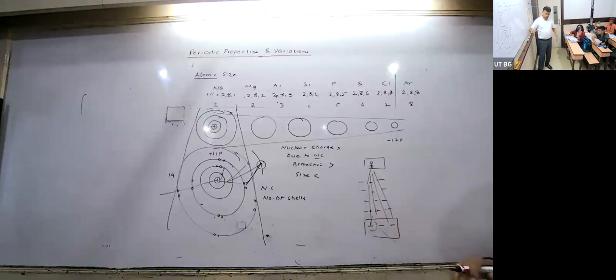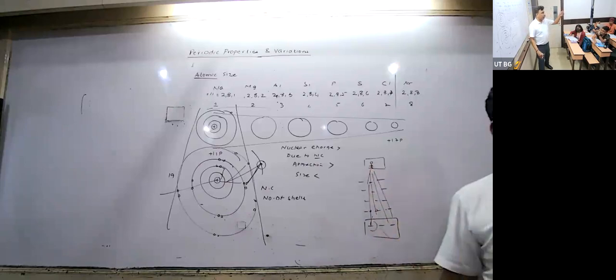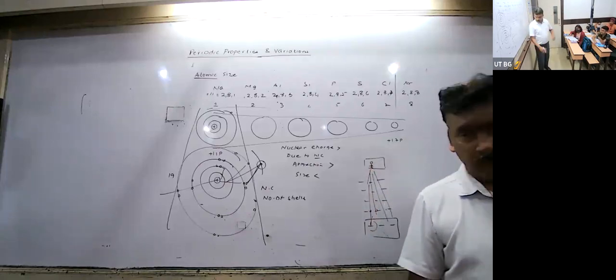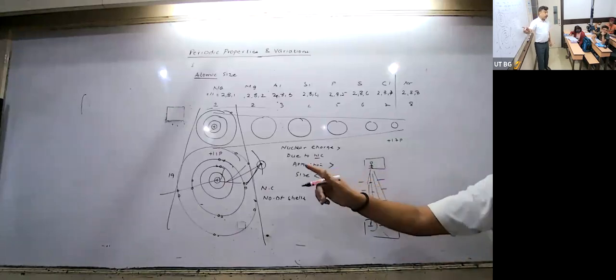Screening effect, shielding effect, it is shielding. It does not let the attraction go through completely. Just like an umbrella shields you from ultraviolet rays, the same way here it's a shielding effect. So more number of inner shells.